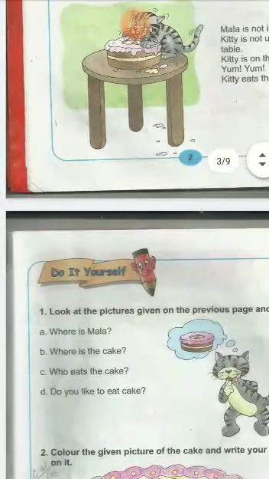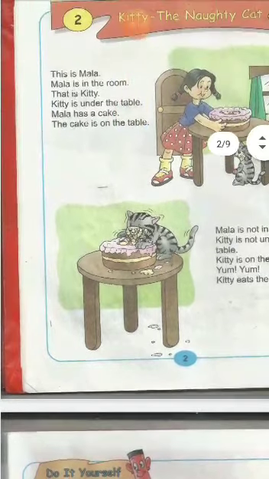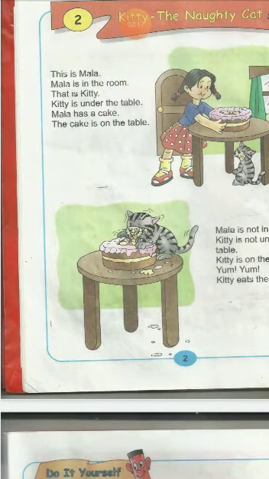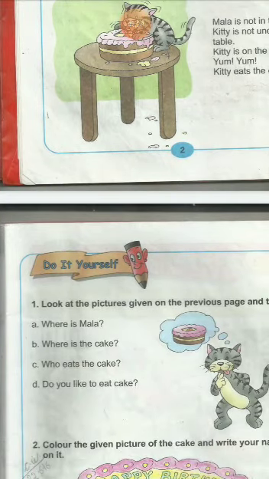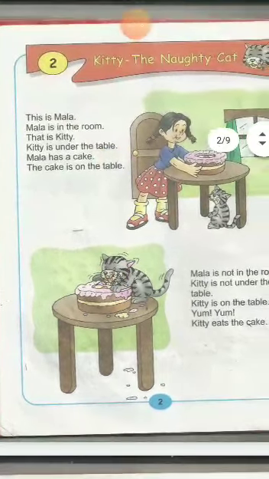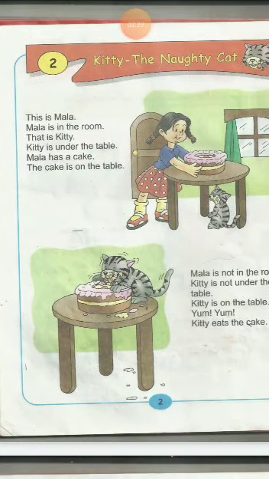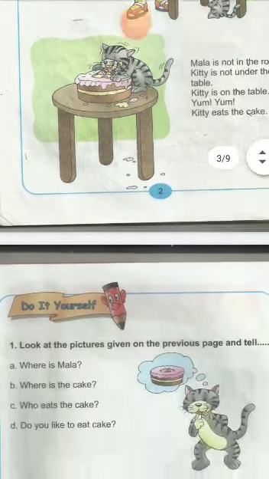Second question, where is the cake? Can you see? Where is the cake? Yes, the cake is on the table. C number, who eats the cake? Can you see? Yes, Kitty eats the cake.